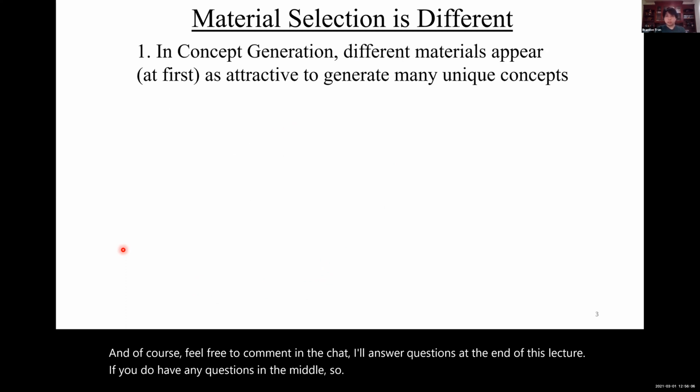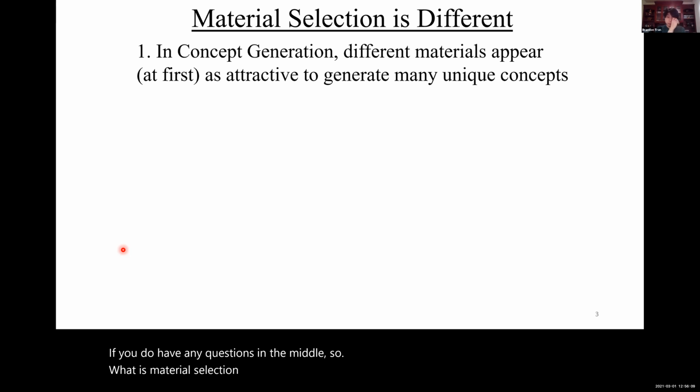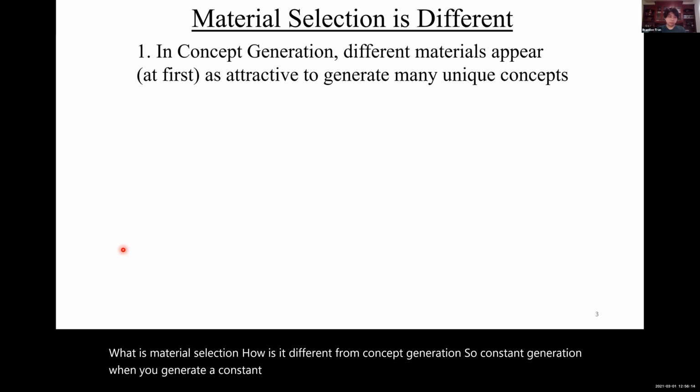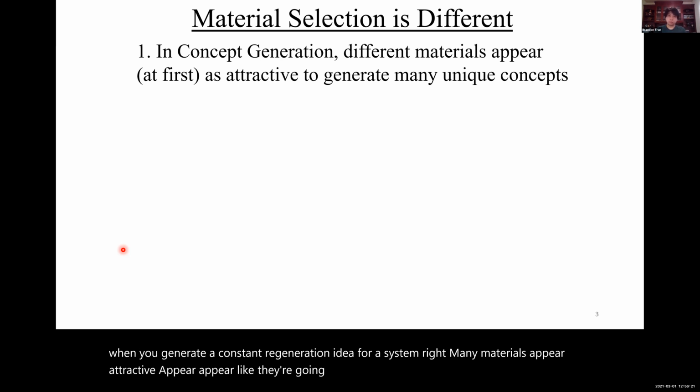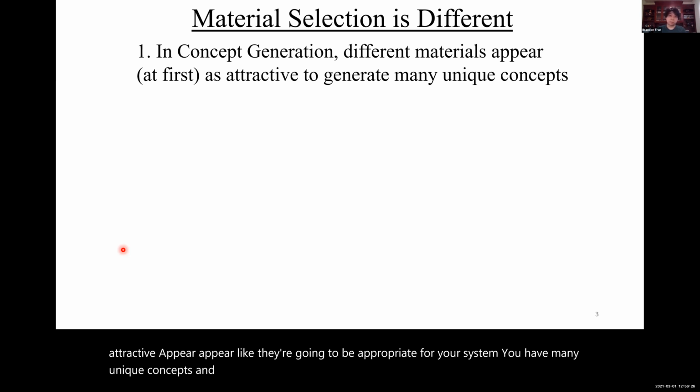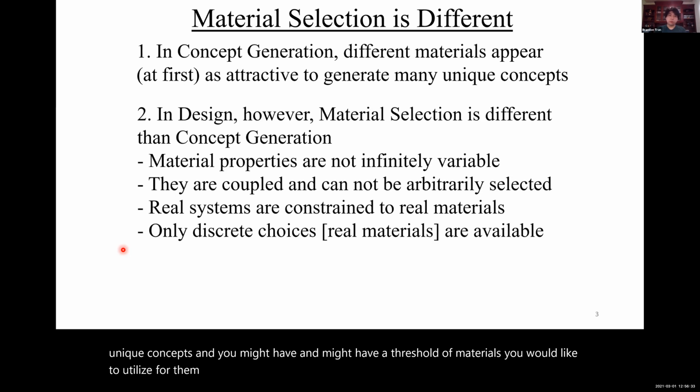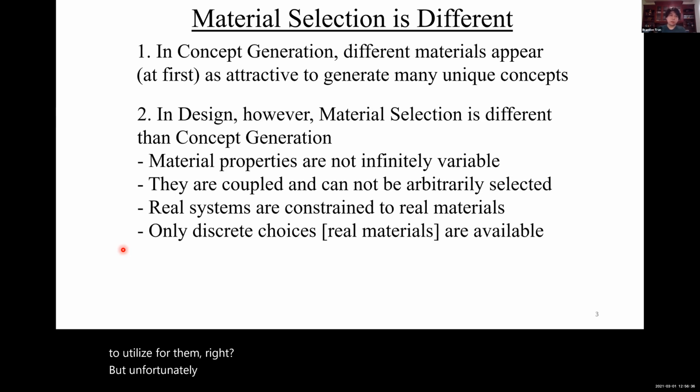So, what is material selection? How is it different from concept generation? When you generate a concept or an idea for a system, many materials appear attractive, appear like they're going to be appropriate for your system. You have many unique concepts, and you might have a threshold of materials you would like to utilize for them, right?